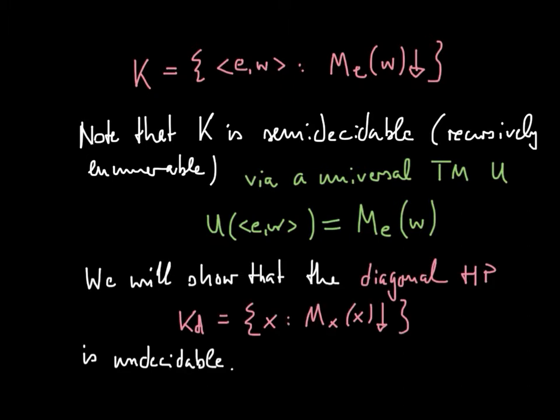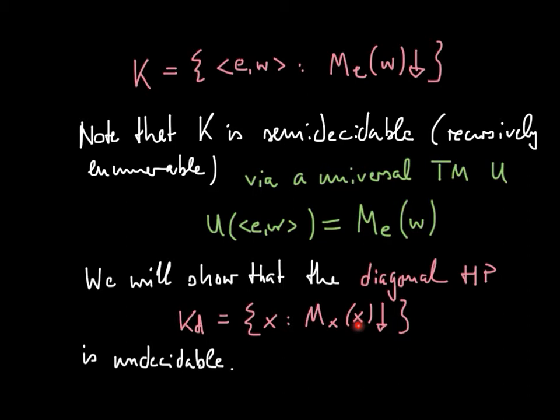We will actually show that a variant of the halting problem, namely the diagonal halting problem, is undecidable. So the diagonal halting problem is the set of all x such that the xth Turing machine on input x halts. So that's why it's called the diagonal. You take only from each Turing machine one instance of halting or not halting, along the diagonal of all lists of Turing machines.